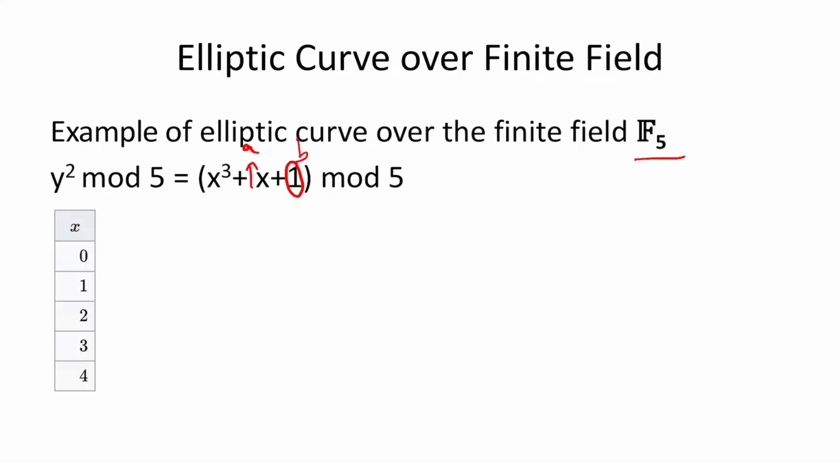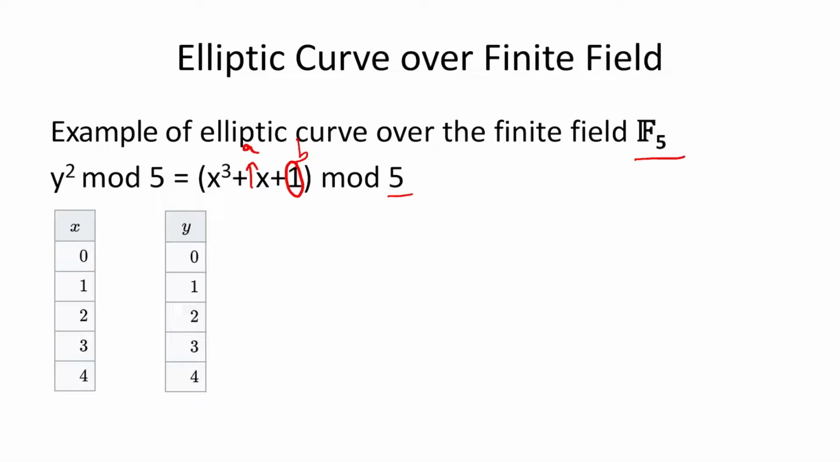So now the possible x coordinates are 0, 1, 2, 3, and 4. We include 0 as a possible coordinate, and the highest coordinate that we can have is less than our prime number, which is 4 in this case. Similarly, our possible y coordinates are also 0, 1, 2, 3, and 4.